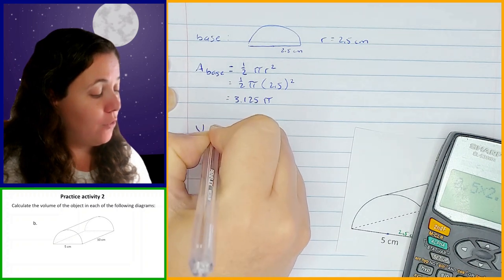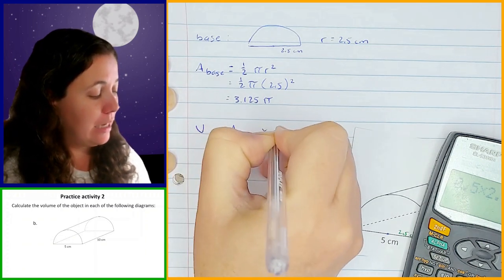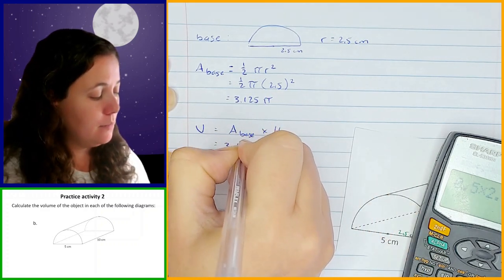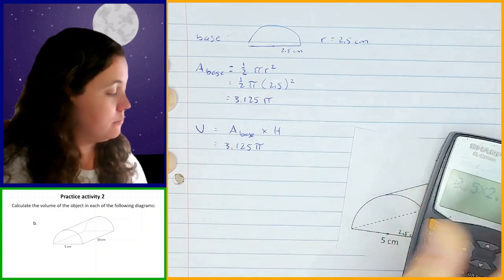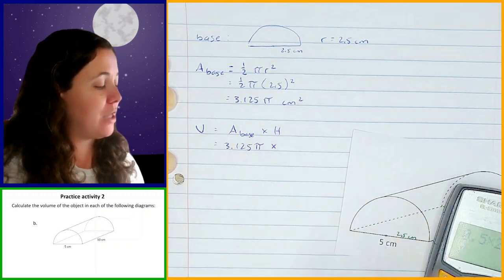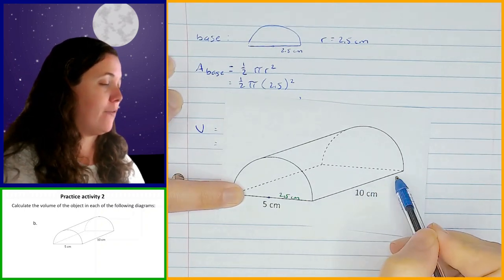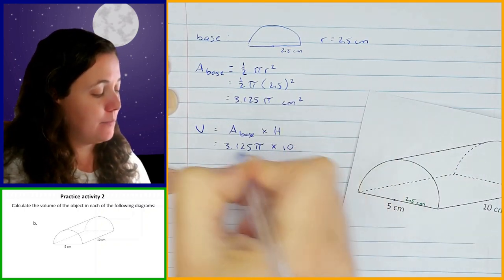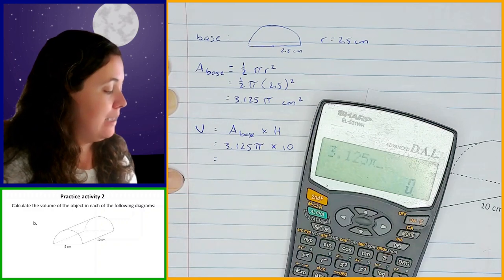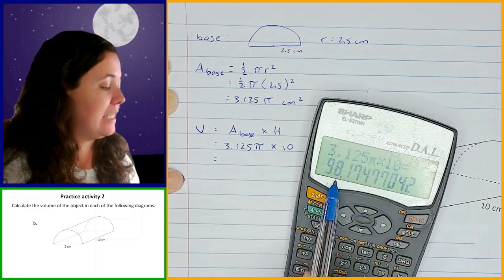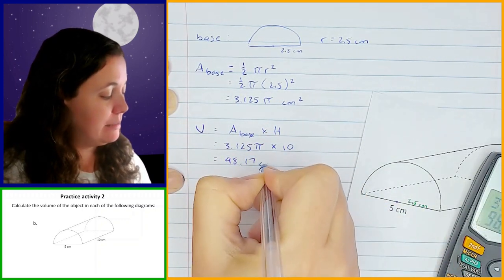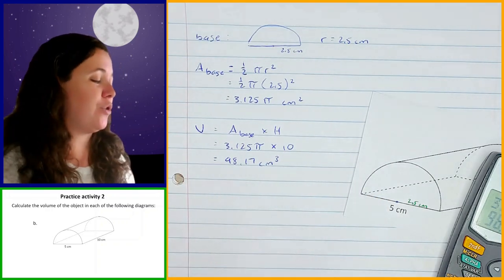Now I'm going to work out the volume. The volume is the area of the base times the height. Okay, so the area of the base is 3.125 pi, and that was centimeters squared. Okay, so it's 3.125 pi multiplied by the height. Now the height is the distance between the two half circles, so that is 10, so it's times 10. And now I can go and type that into my calculator and get a final answer. So 3.125 pi times 10. And that gives me 98.17. And that is centimeters cubed. Okay, so that's what you had to do to work out that question.